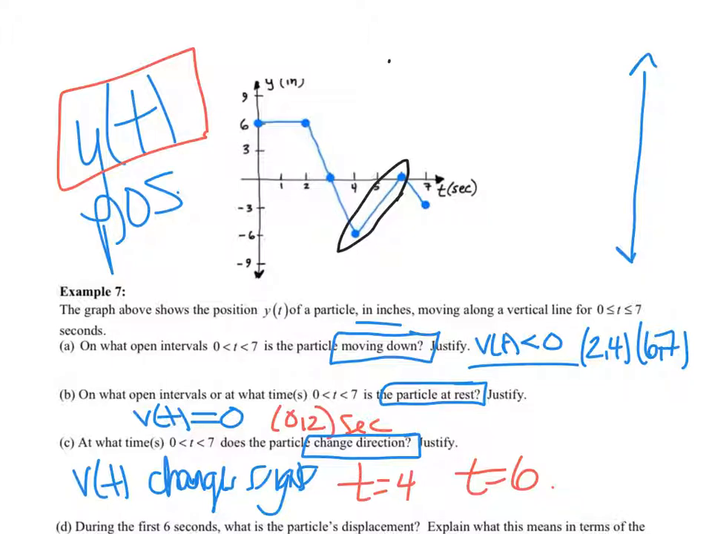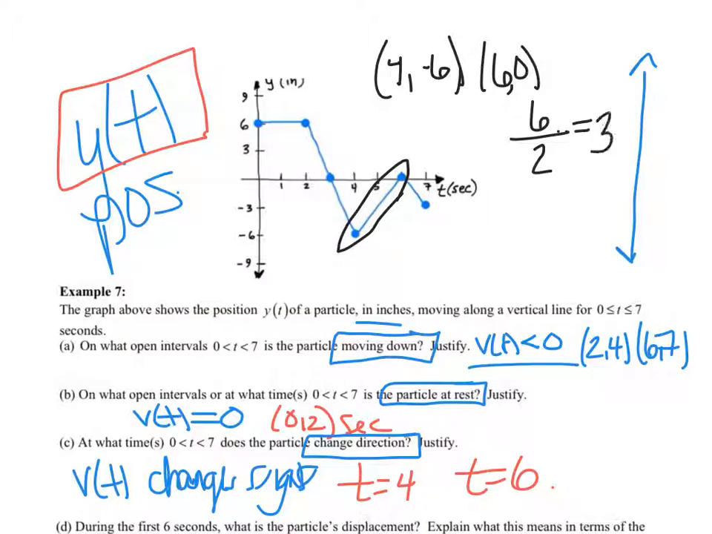So I know I have the point 4, negative 6, and I have the point 6, 0. So I would say the slope of that line is 6 over 2, which is going to give me a slope of 3. And since it's slope, it's going to be feet per second, and I just have to correct that, inches per second.